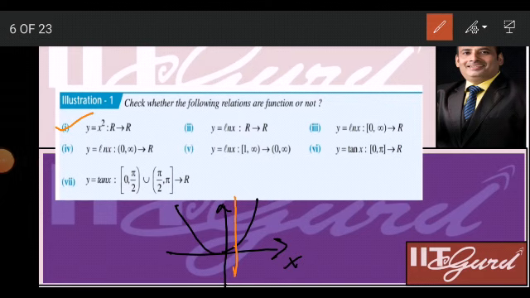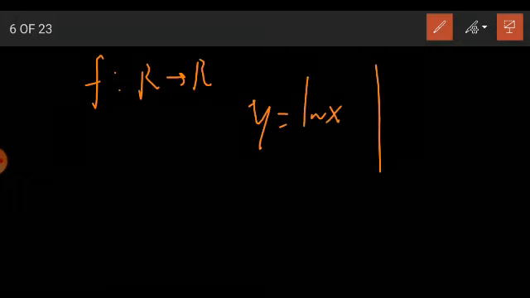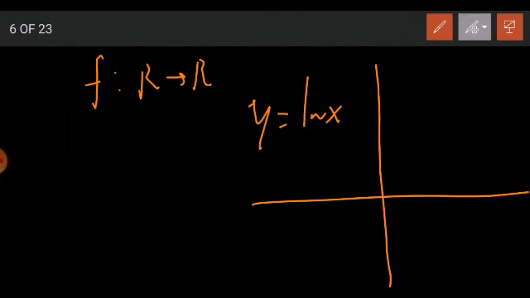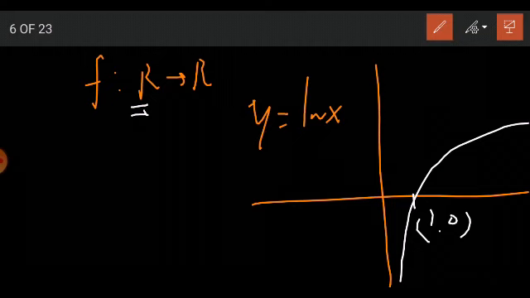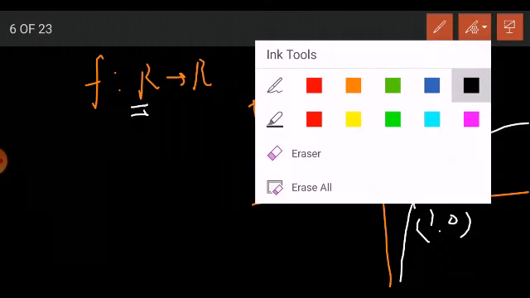Now check the second question, y equal to ln x, R to R. Here f is from R to R, and y equal to ln x. If we draw the graph of y equal to ln x, this is the graph of ln x, and this is the point (1, 0). Although ln x is defined only for positive real numbers, here the domain we consider is all real numbers. So we have to test with the graphical approach.